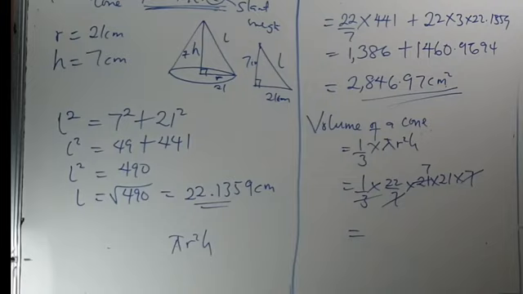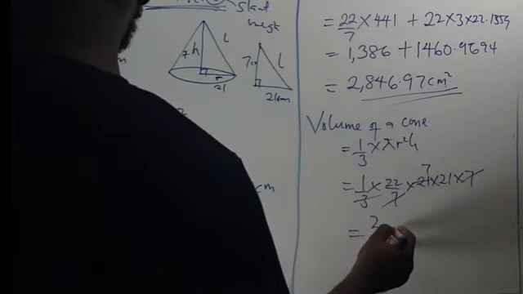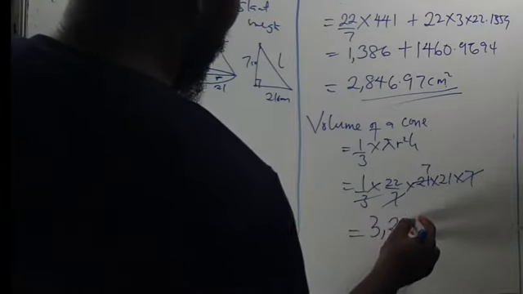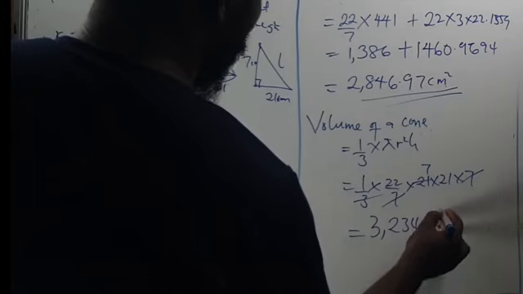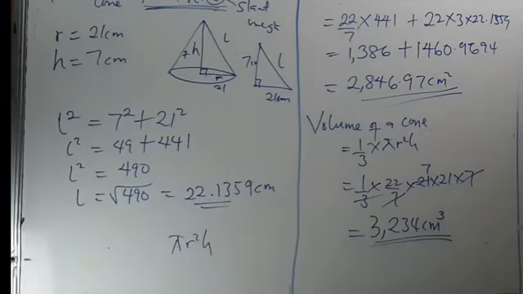That will be 22 times 7 times 21. So that gives 3,234 centimeters cube. So that is all you need to know on the cone here, its total surface area and its volume.